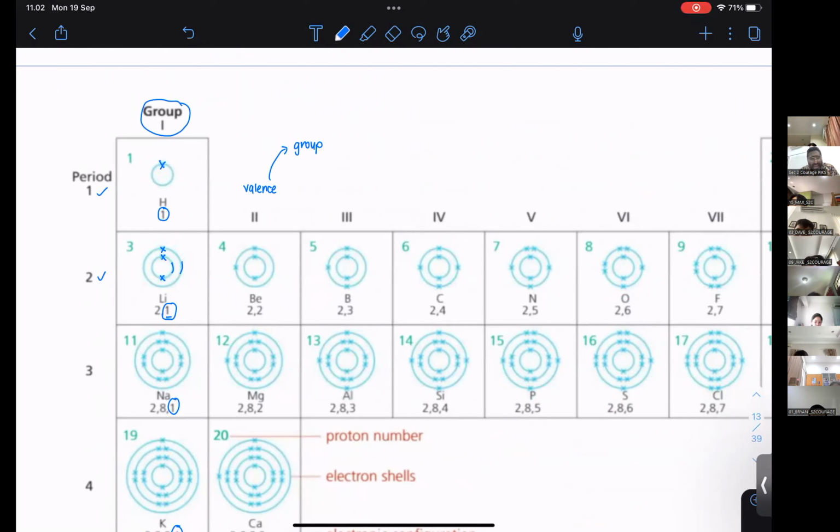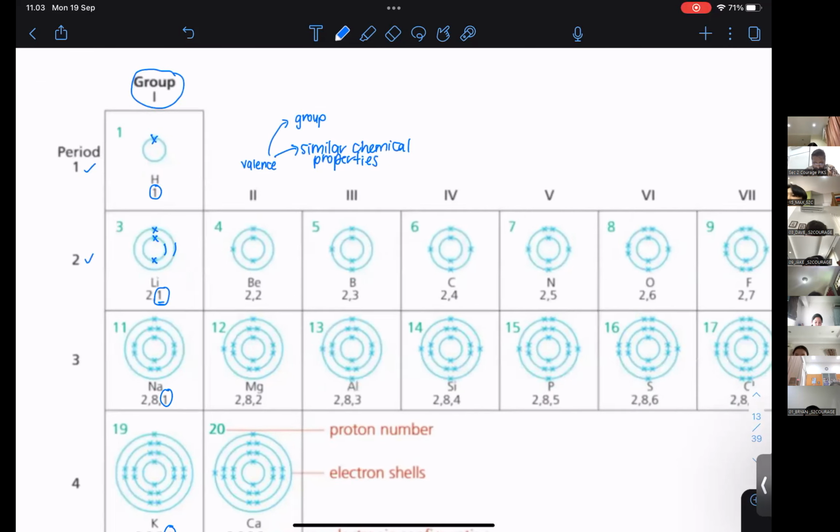And any elements in the same group will have similar chemical properties. If they ask you why they have similar chemical properties, it is because whenever we are talking about chemical reactions, they involve electrons. If you have 1 valence electron, it means all of them are going to react the same way.